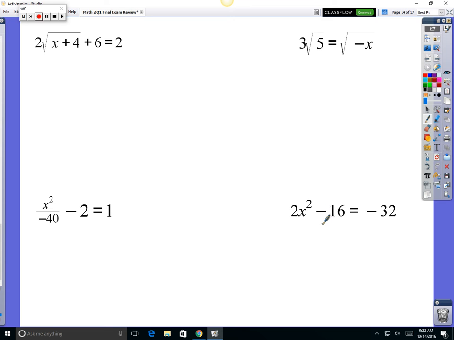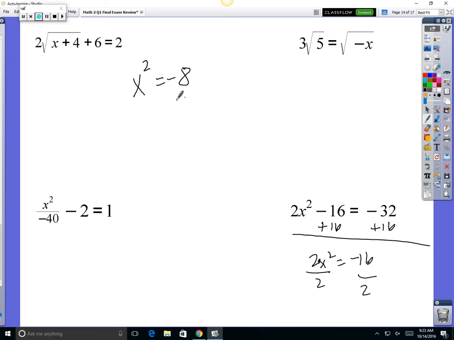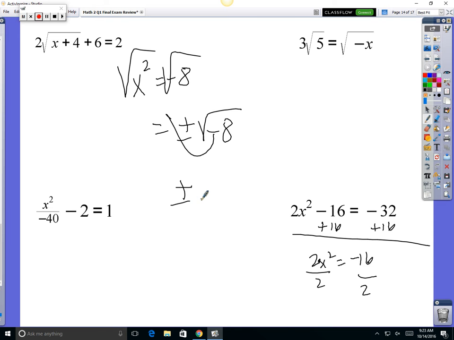Undo the minus 16, so plus 16, plus 16. You got 2x squared equals a negative 16. Undo the times 2, divide 2, divide 2. X squared equals a minus 8. Undo the square, so square root, square root. The moment you take a square root, there's going to be 2 roots, the plus or minus, and take the negative out. So it's going to be plus or minus, that is imaginary, square root 8.